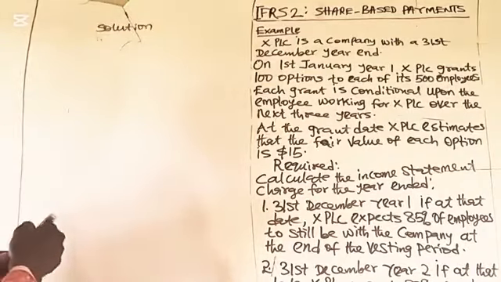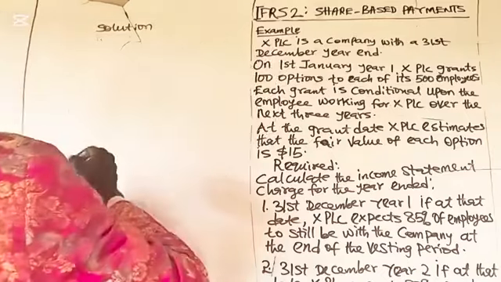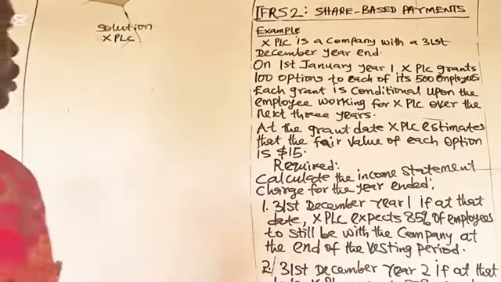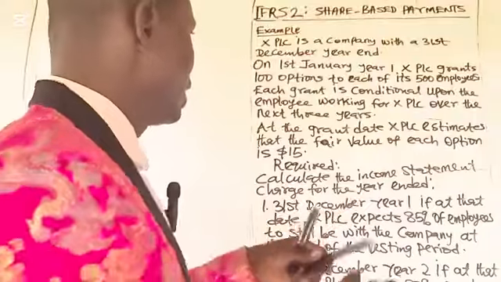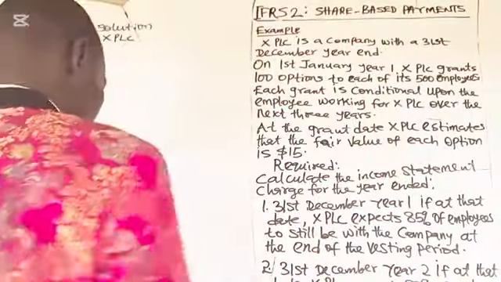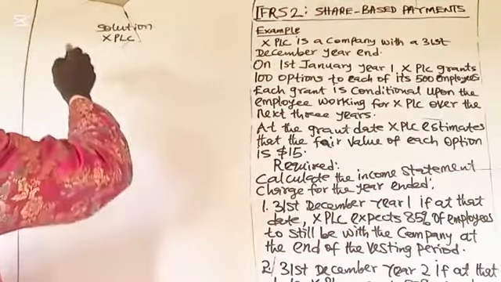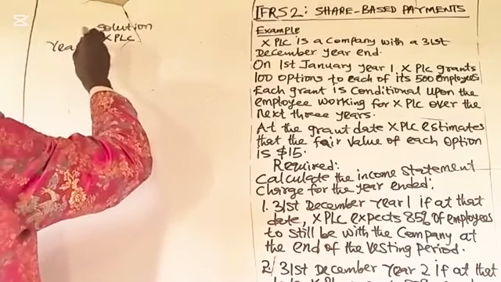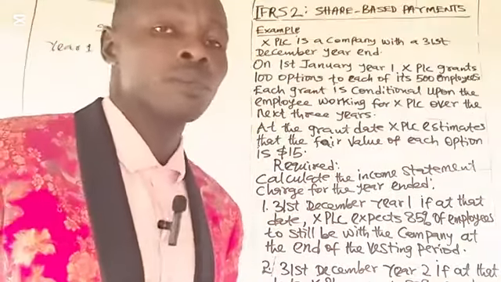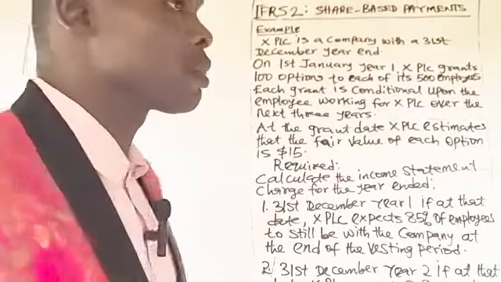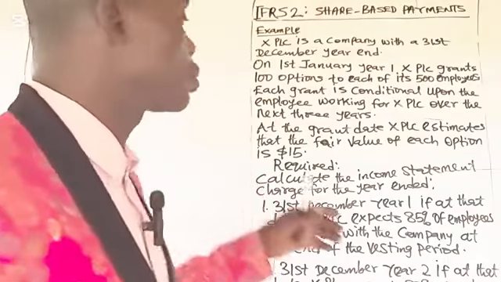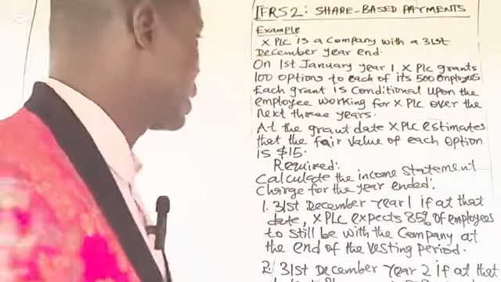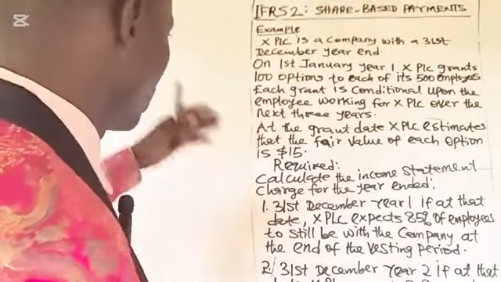The name of the entity is XPLC. So you were told the year end is 31st of December. So now let's have year 1. Remember, I've told you that the double entry for the recognition of equity settled share-based payment is to debit the assets or expenses and credit the equity.